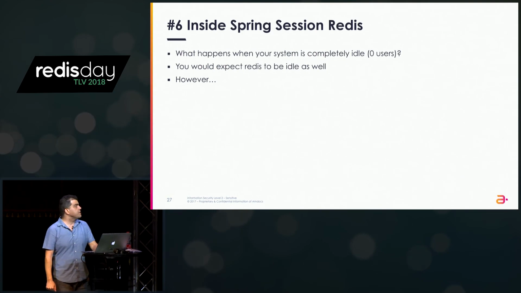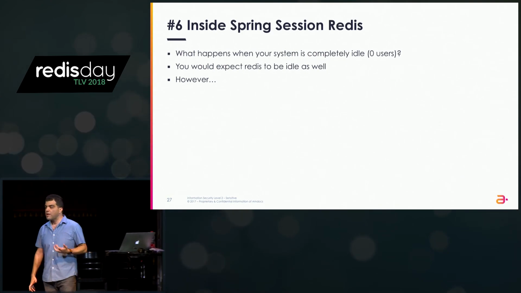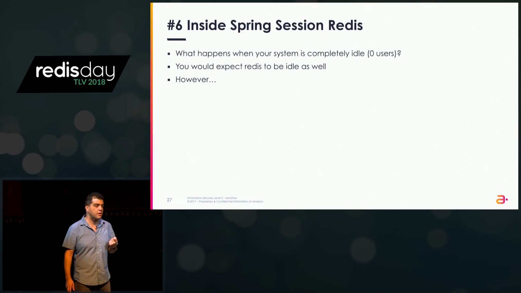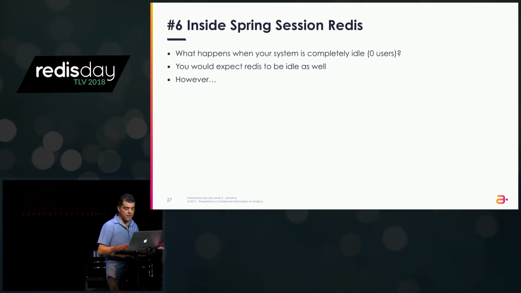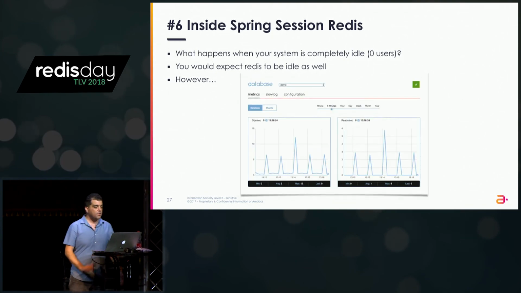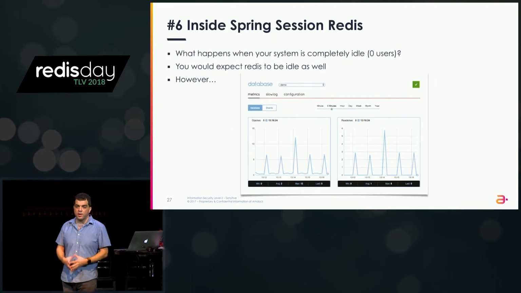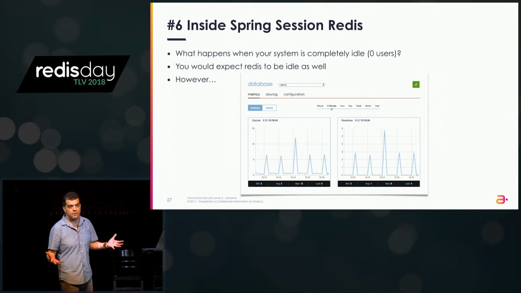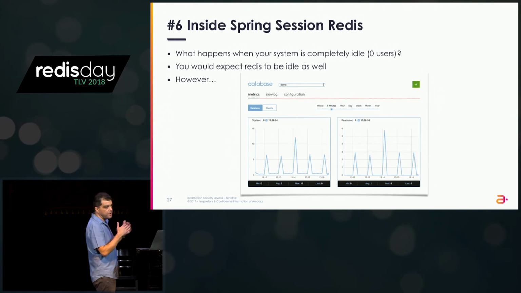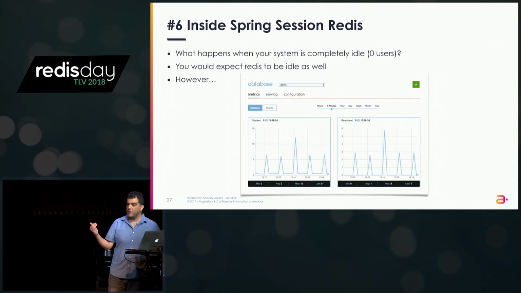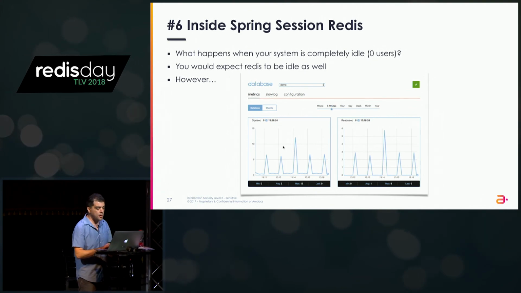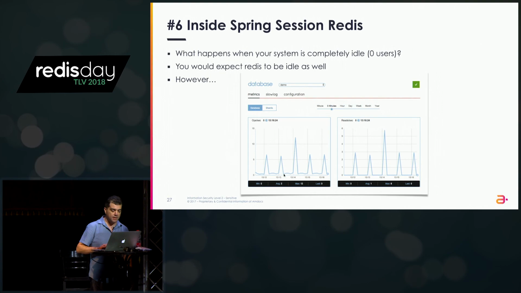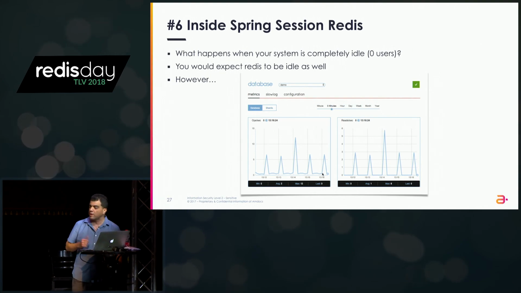And the last item I want to talk about is going inside the framework itself and seeing the source code itself. Because we noticed something quite interesting when we did our performance testing. What happens when your application is completely idle and no one is using it? You would expect to see pretty much a flat line in Redis monitoring. But what we're seeing is these interesting spikes. You see these spikes here? It's like every minute, exactly at the 0 mark, you get this spike.